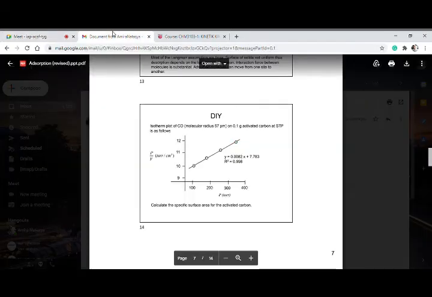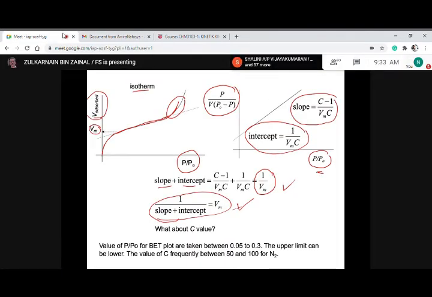Right. So once you get the 1 over Vm value, you should be able to get the Vm value. Once you get the Vm value, you should be able to do the calculation of the surface area.